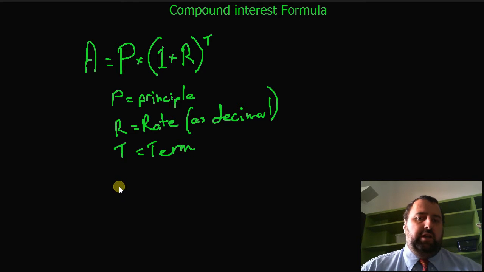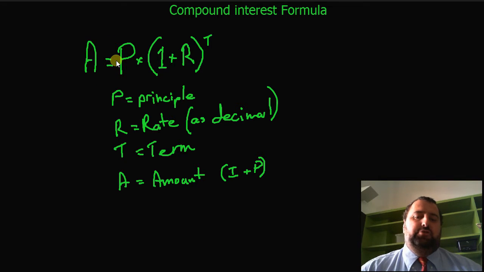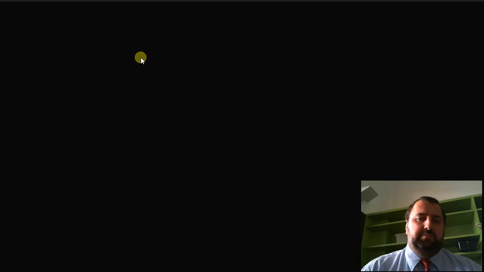One thing to note here is that A is actually our final amount, all right? So amount is interest plus principal. So this number that we get for A is actually going to be the principal and the interest added together. So let's have a look at a bit of an example.